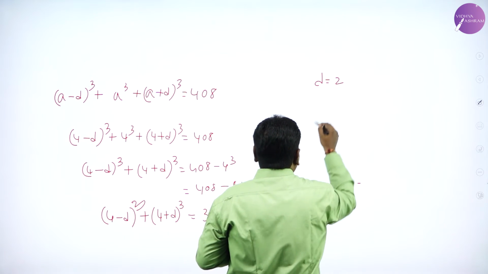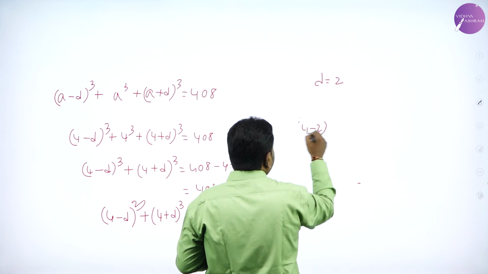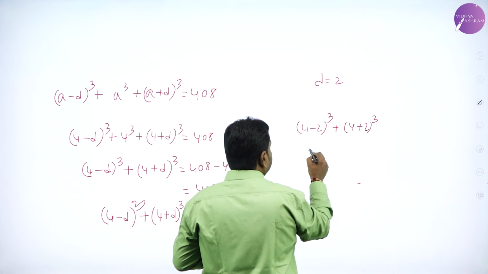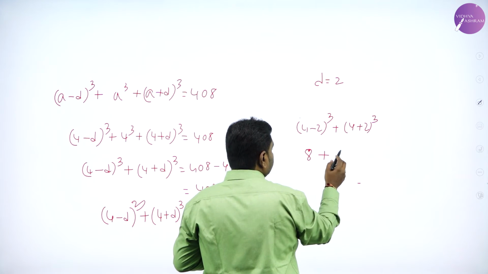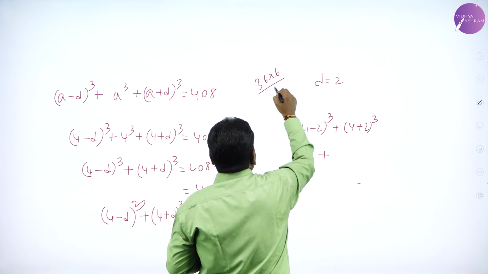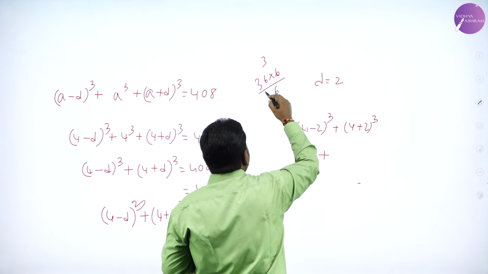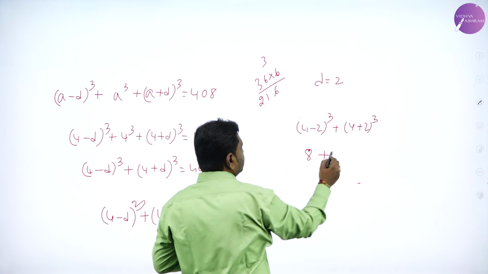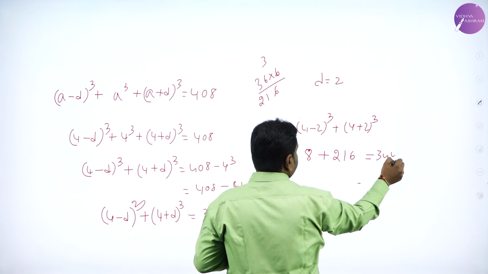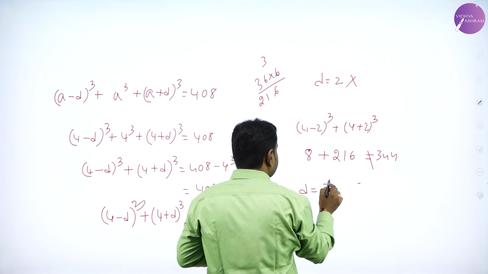If I take d as 2, 4 minus 2 cube, 4 plus 2 cube. 2 cube is 8, 6 cube: 6 sixes are 36, 36 into 6 is 216. We are near but we don't reach that 344. So d equal to 2 fails. I'll try d equal to 3.